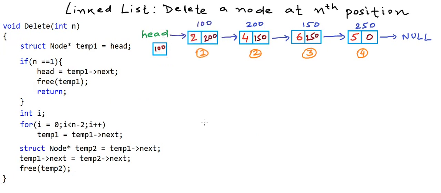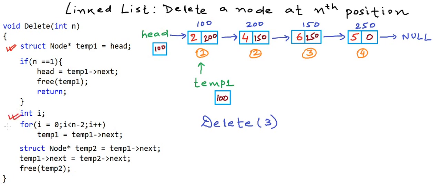Let's rerun this code again, and this time I want to delete the node at third position in the list. I have drawn this initial list. So once again we create this variable temp1. We say that the address here is equal to 100, so it points to the head node or the first node. And now n is not equal to 1, it is equal to 3. So we come to this particular loop. N is equal to 3, so this loop will execute exactly once. This statement will execute exactly once.